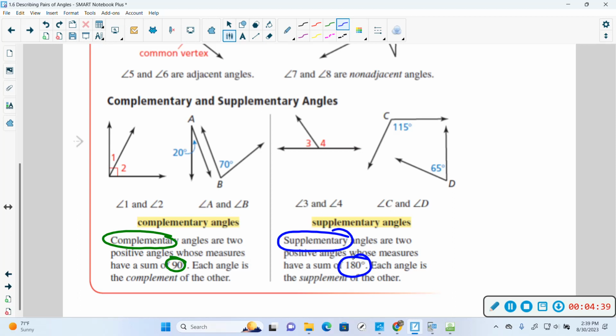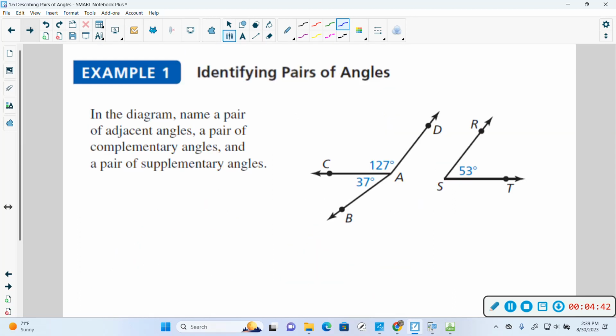All right, moving on. Okay, identify pairs of angles. So adjacent angles, let's start with that. I'll do it in red. Okay. Now you can just tell me like the numbers, 53, 37, etc. Which pair would you say is adjacent? Common vertex, next to each other, share a side. Which two?